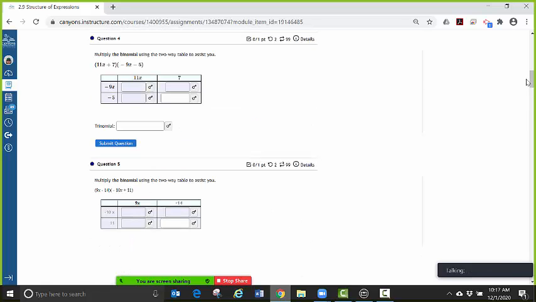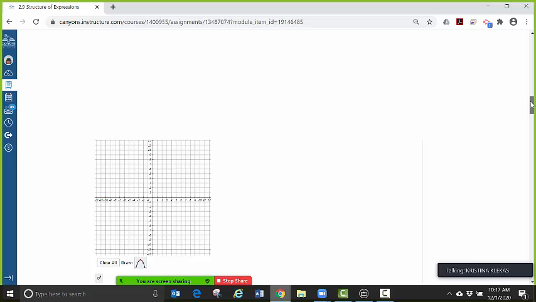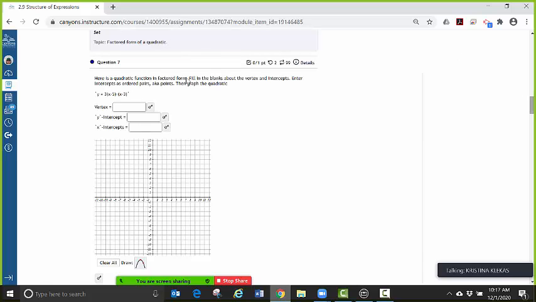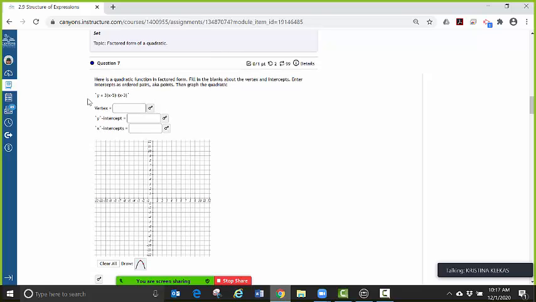Okay, let's see if I can slide down and show you one of the last ones. All right, so I wanted to show you a couple of the graphing ones. This one, it says graph 3 times x minus 5, x minus 3. And so it's in factored form or intercept form. So we already know the x-intercepts are 5 and positive 3 because that's P and Q.